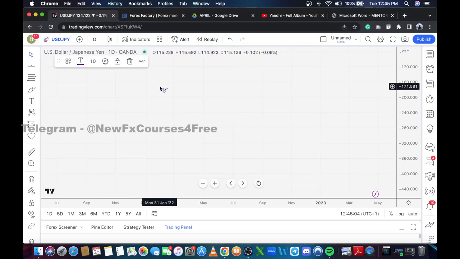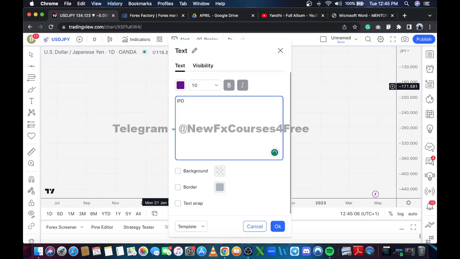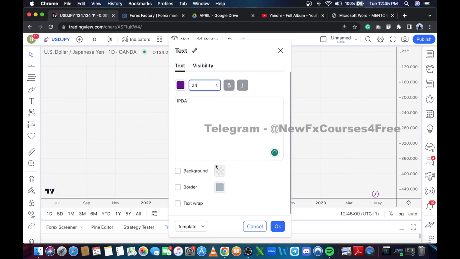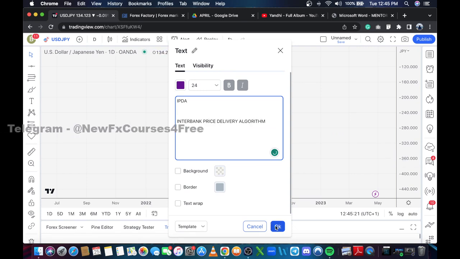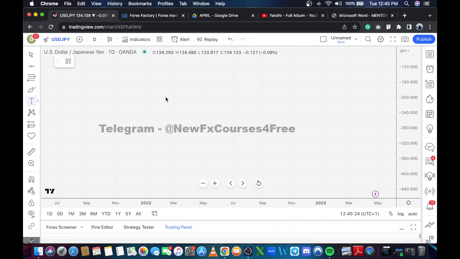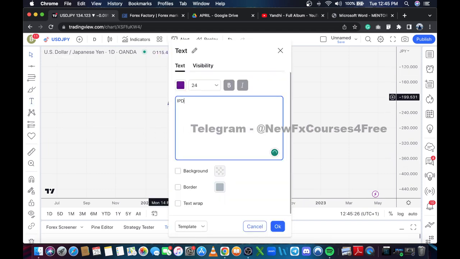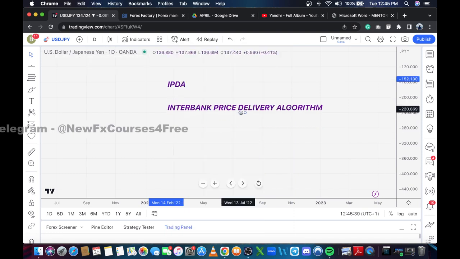So this is our topic of discussion today, which is IPDA, and it stands for Interbank Price Delivery Algorithm. Let me type this out real quick one more time. Okay, so we have Interbank Price Delivery Algorithm.